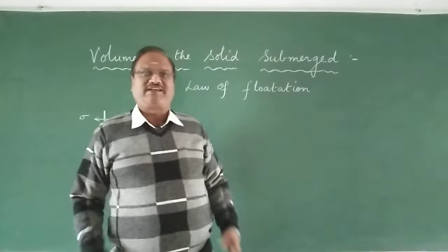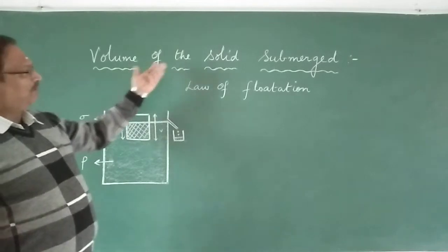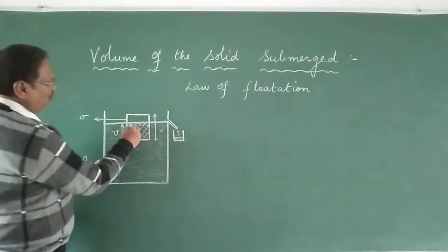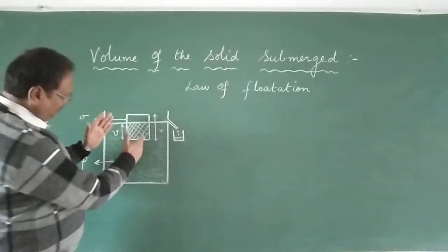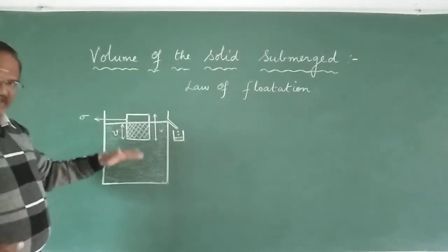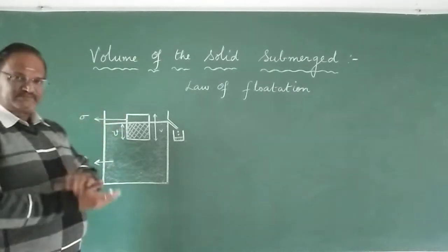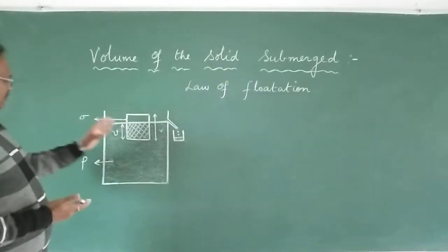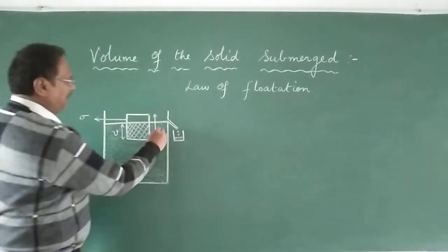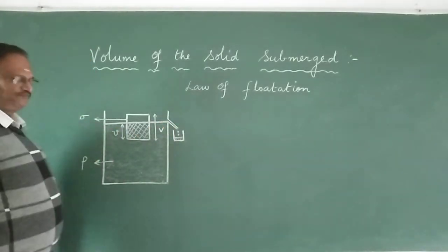Hello students, in this video we are going to study about the volume of the solid submerged. You know the body is floating. I have taken a container and a liquid, let us say even water, whose density is rho. And I have taken a solid wood, let us say, whose density is sigma, and the total volume of the body is capital V, and the submerged part is small v.